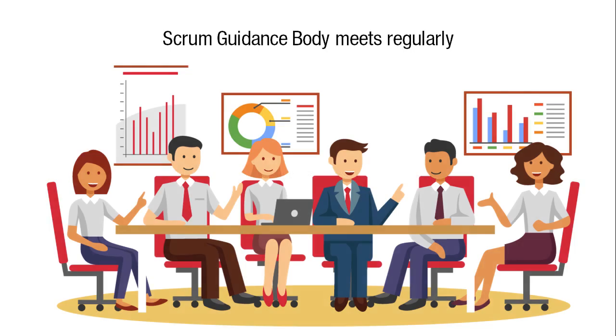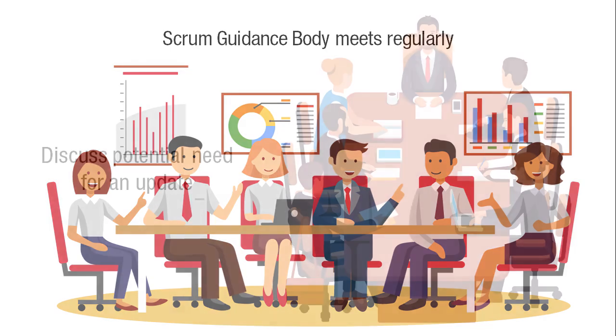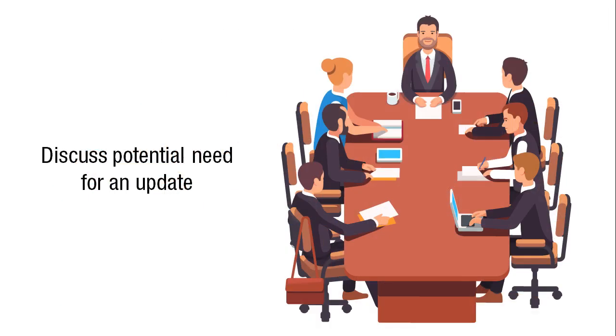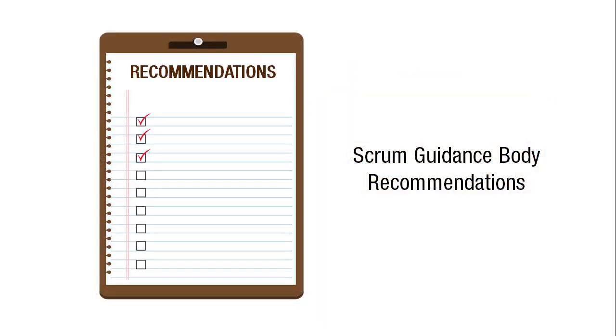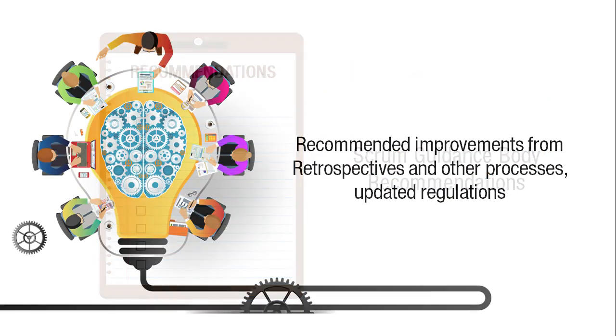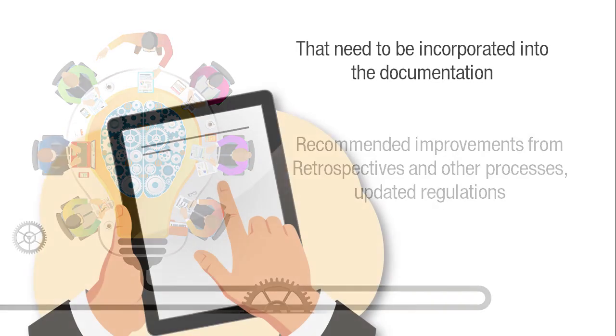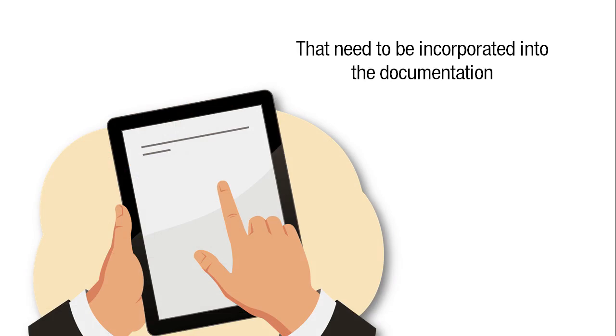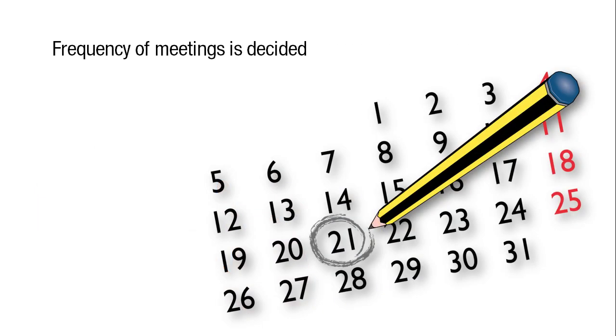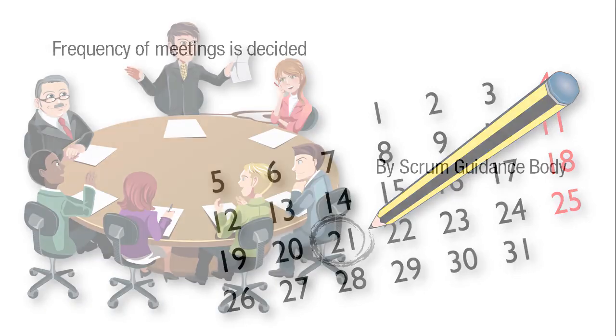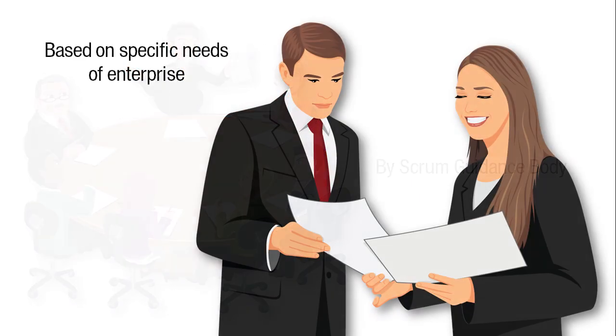Next is Scrum Guidance Body meetings. The Scrum Guidance Body meets regularly to discuss the potential need for an update of the Scrum Guidance Body recommendations. For example, suggested improvements from retrospectives and other processes, updated regulations that need to be incorporated into the documentation, etc. The frequency of these meetings is decided by the Scrum Guidance Body based on the specific needs of the enterprise.